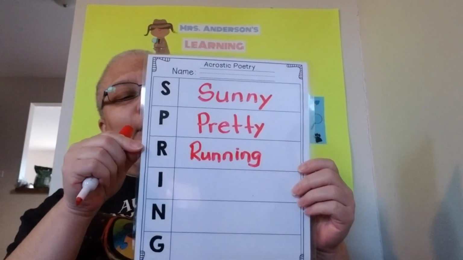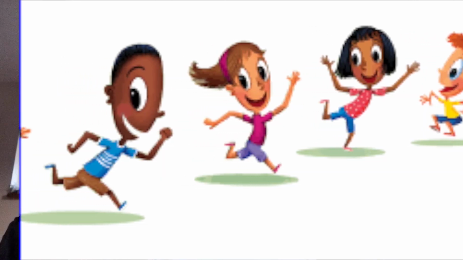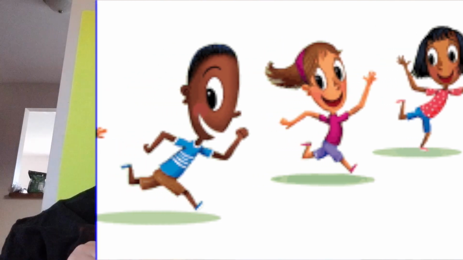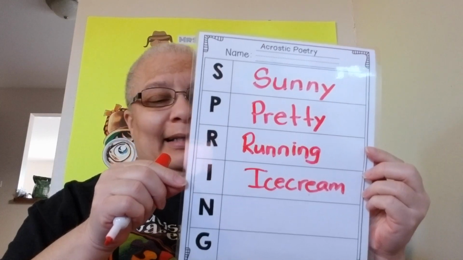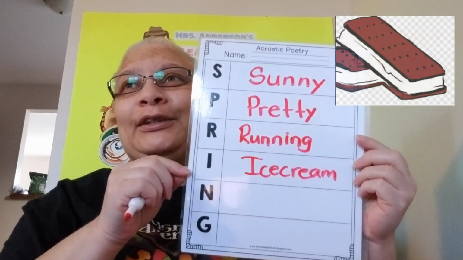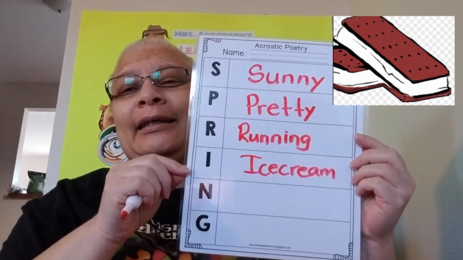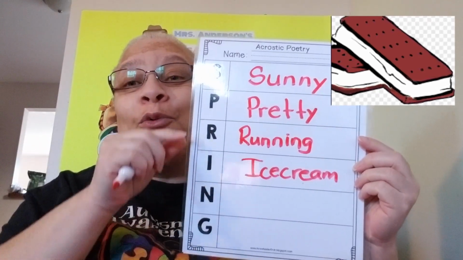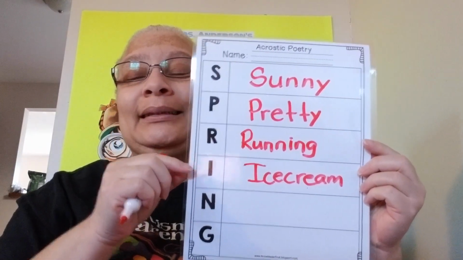The R in spring reminds me of running children. Running and screaming and jumping and just enjoying the spring day. The I in spring reminds me of ice cream. The ice cream truck that came by when I was a kid, and everybody would go running to the ice cream truck to get the tasty treats.